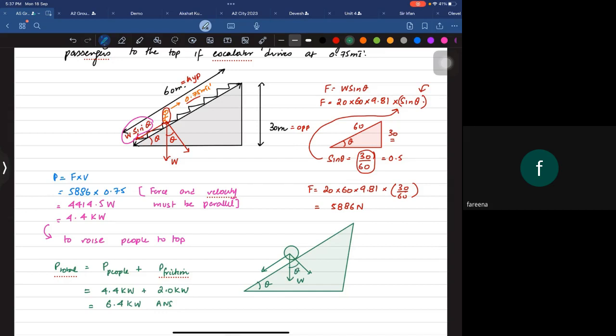So can I say this is W sine of theta then? Do you understand? Now, this is the force we need to overcome in order to take these people to the top. Understood? So this is that force, and because all of them are going at 0.75, that would be the velocity used to find the power. So that's why we're finding the force. Understood?